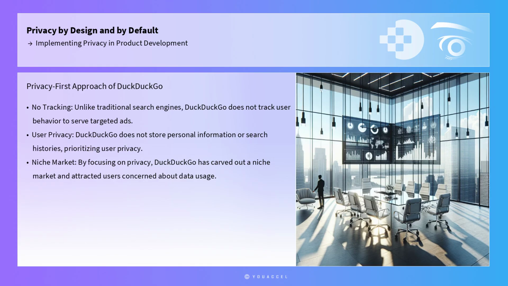Another illustrative case is the privacy-first approach adopted by the search engine DuckDuckGo. Unlike traditional search engines that track user behavior to serve targeted ads, DuckDuckGo does not store personal information or search histories. By prioritizing user privacy, DuckDuckGo has carved out a niche market and attracted users who are concerned about how their data is used. This example demonstrates how privacy can be a unique selling proposition that differentiates a product in a competitive market.